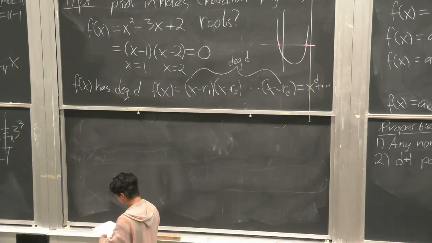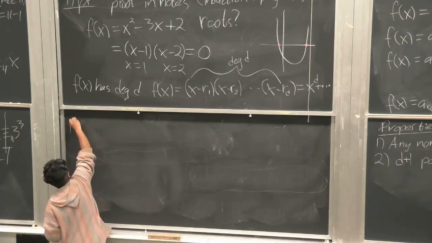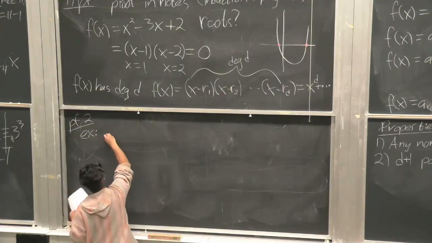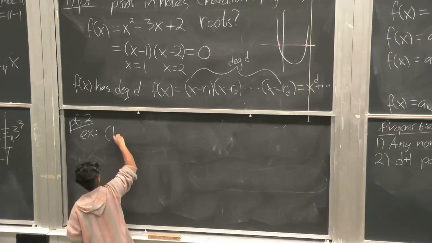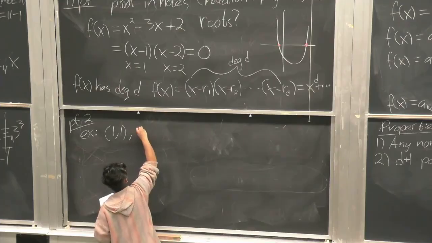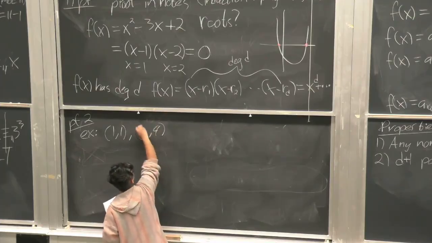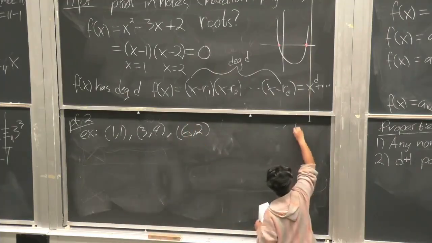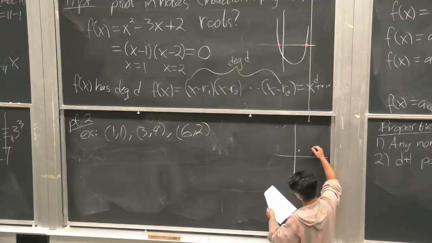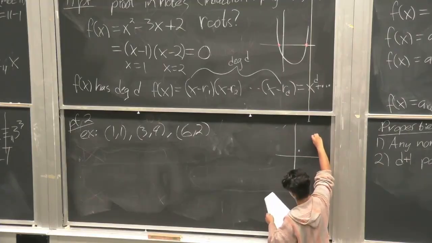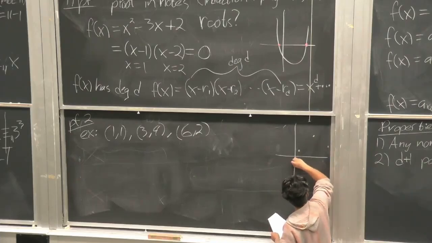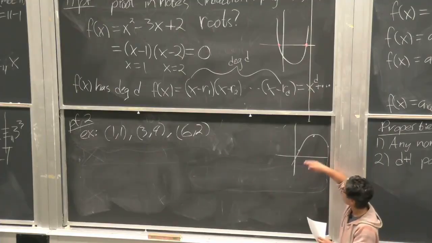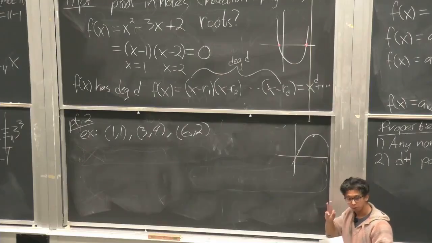Okay. Before we do the proof of 2, we're just going to look at an example to see how you would construct it. So let's say I have 3 points: 1, 1, 3, 4, and 6, 2. If we plot this out, we have 1, 1, we have 3, 4 over there, and we have 6, 2. So maybe it's some parabola that looks like that. Poorly drawn, but again, we're just trying to find a polynomial that passes through those 3 points.